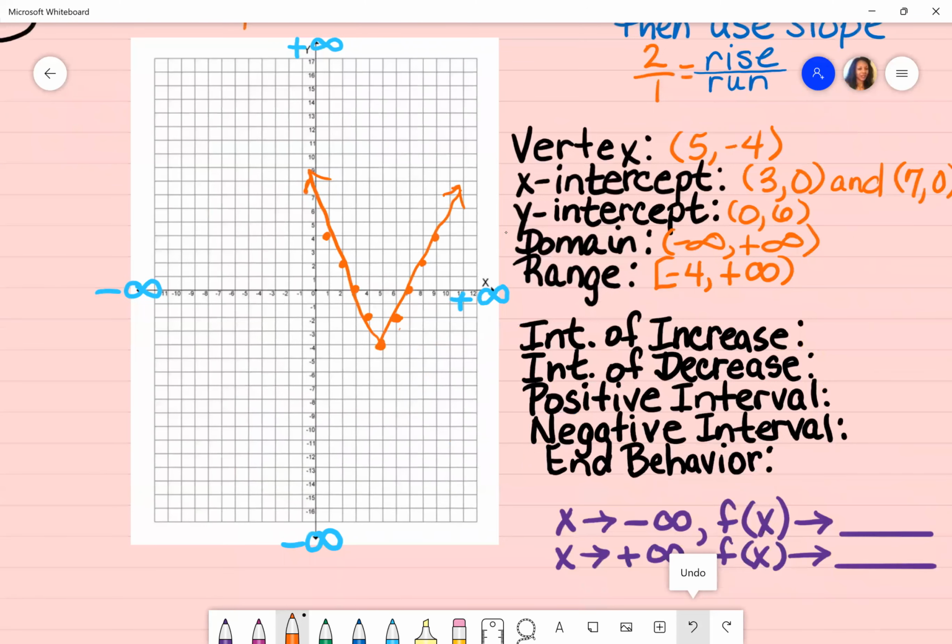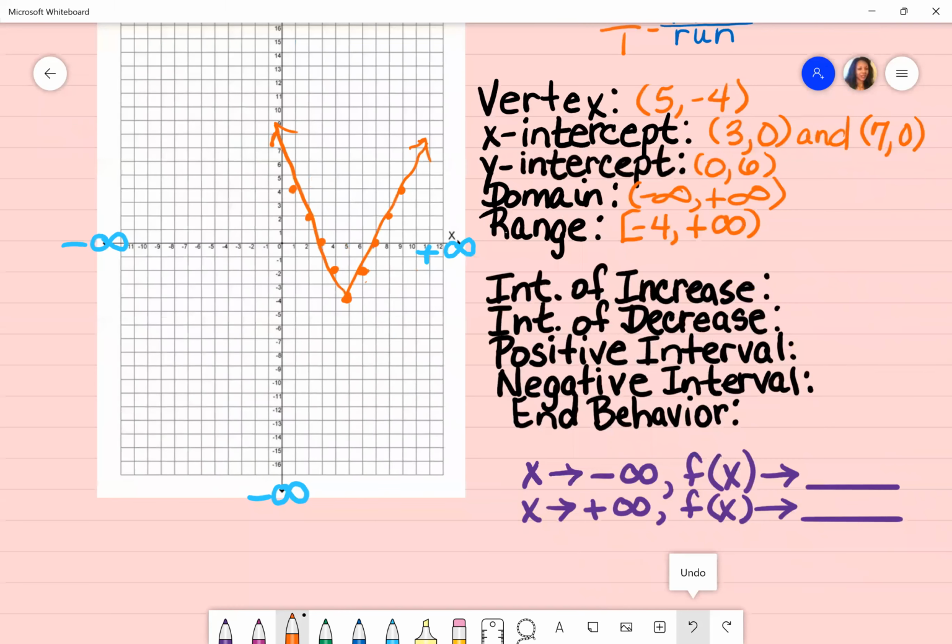Let's see, my interval of increase, I'm looking at my x values. Where am I increasing? I'm increasing from this point on my graph right here. But I want to go back to my vertex and look at my x value, which is 5. So I'm increasing from 5 to positive infinity. And this is going to be in parentheses. My interval of decrease, again, I'm going from negative infinity to that same 5, because I'm only looking at my x values.